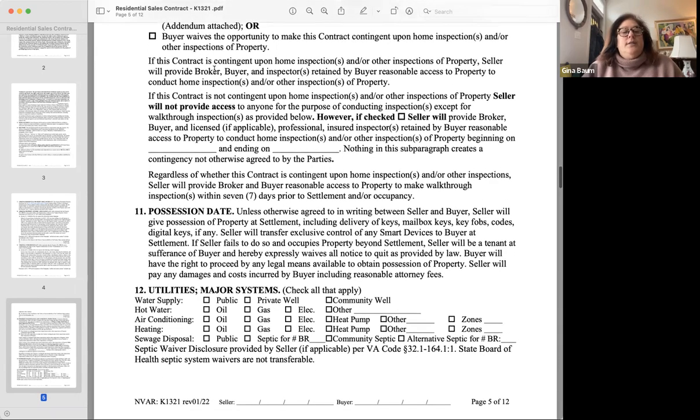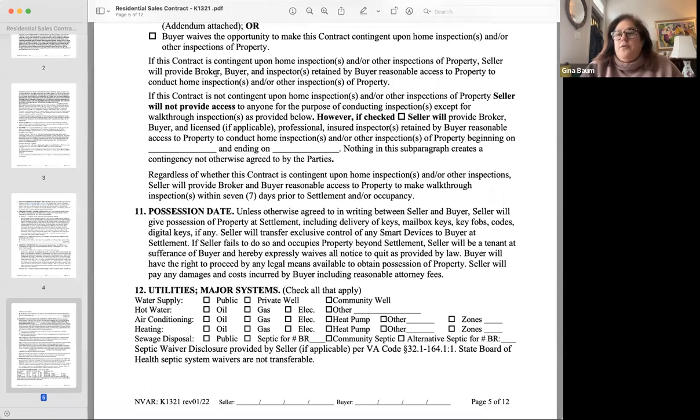If this contract is contingent upon home inspections and other inspections of property, seller will provide broker, buyer, and inspectors retained by buyers, here it is again, reasonable access to property to conduct home inspections and other inspections of property.